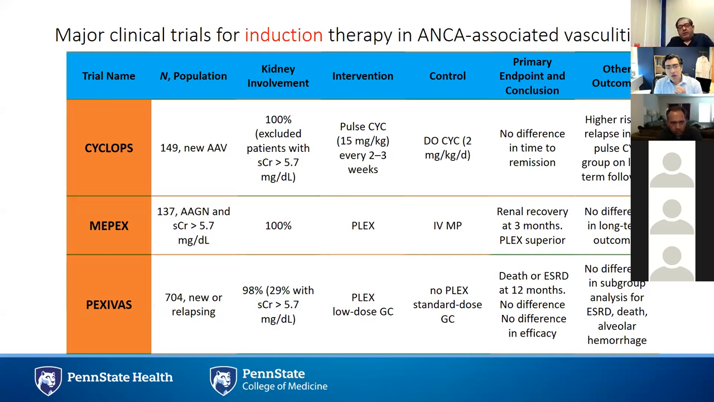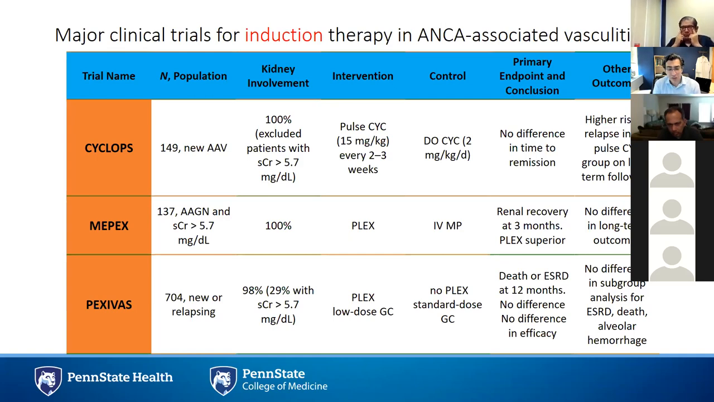MEPEX was severe ANCA-associated GN with creatinine more than 5, 100% kidney involvement, and these patients received plasma exchange therapy, PLEX. The control arm received IV methylprednisolone, and the outcome was renal recovery at 3 months. At 3 months, they noted that PLEX was superior, and there was no difference in long-term outcomes. Then there was a follow-up larger study, and in the MEPEX era, we actually performed plasma exchange for many patients who fulfilled those criteria.